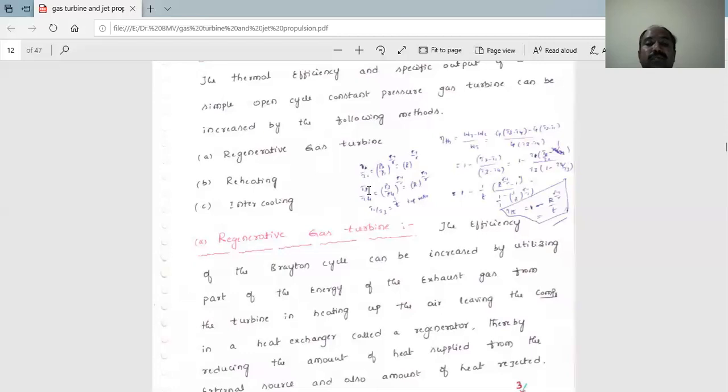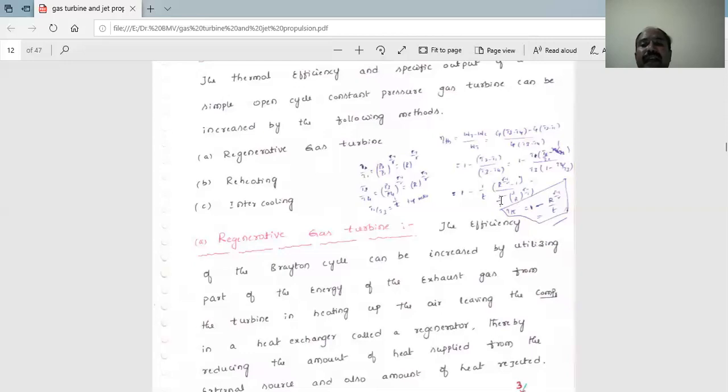Then the expansion process 3 to 4: T3 divided by T4 is equal to (P3 divided by P4) to the power of (gamma minus 1) divided by gamma, which is equal to R to the power of (gamma minus 1) divided by gamma. Then you should write the expression 1 minus 1 divided by t into R. T2 divided by T1 becomes R to the power of (gamma minus 1) divided by gamma, minus 1. Here T4 divided by T3, and T3 divided by T1, means 1 divided by R to the power of (gamma minus 1) divided by gamma.